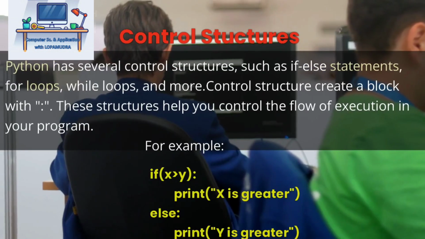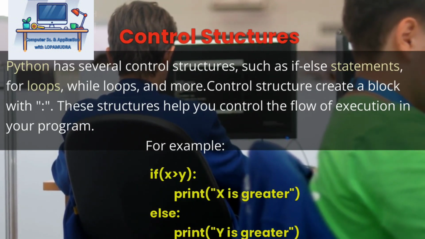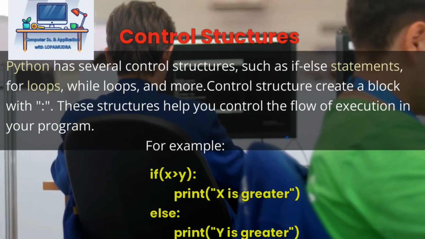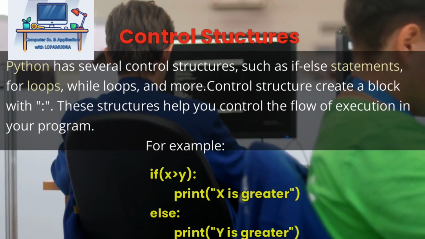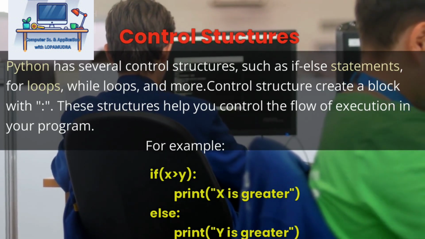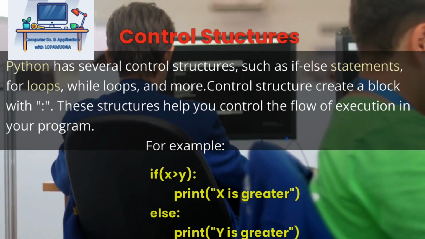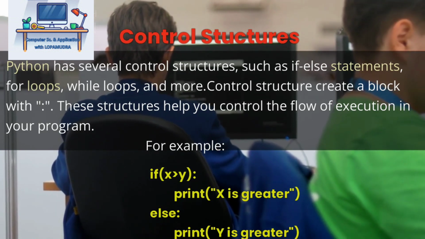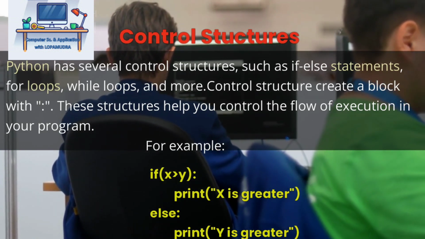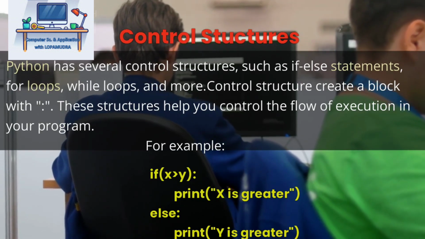Next is control structures. Python has several control structures such as if-else statements, for loop, while loop, and many more. A control structure creates a block with a colon symbol. This structure helps you to control the flow of execution in your program. In the following example, we can see that there is a colon, and after that colon, the indentation of the line has been changed. So this is called a block.